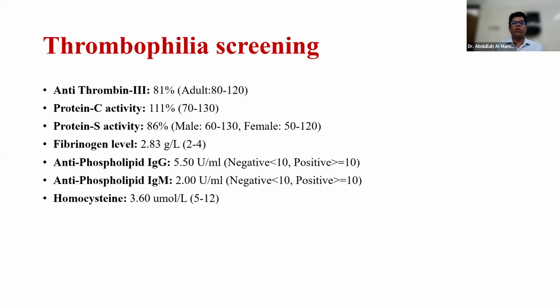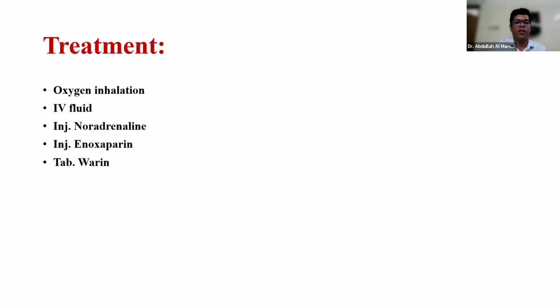We also went for thrombophilia screening. That was normal, and antithrombin 3, protein C, protein S markers were normal. So we treated the patient in CCU with oxygen inhalation, IV fluid, injection noradrenaline as the patient was in cardiogenic shock, and we also treated the patient with enoxaparin, and we discharged the patient with warfarin with the next follow-up.